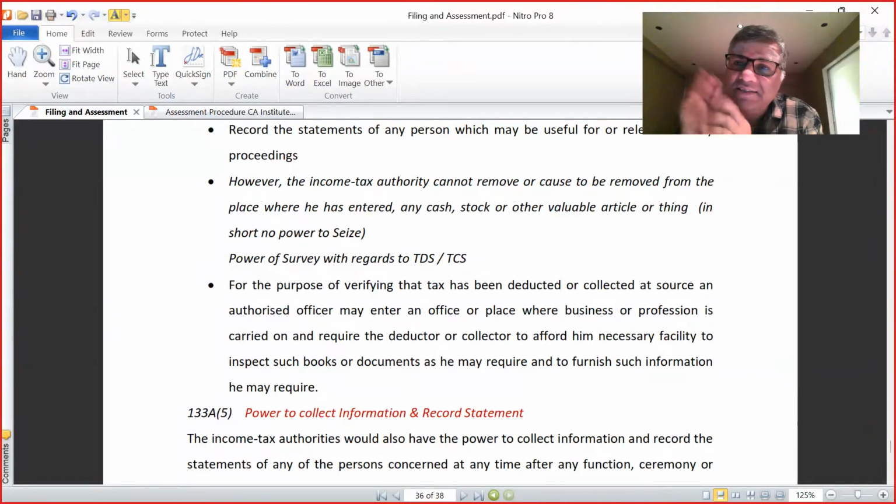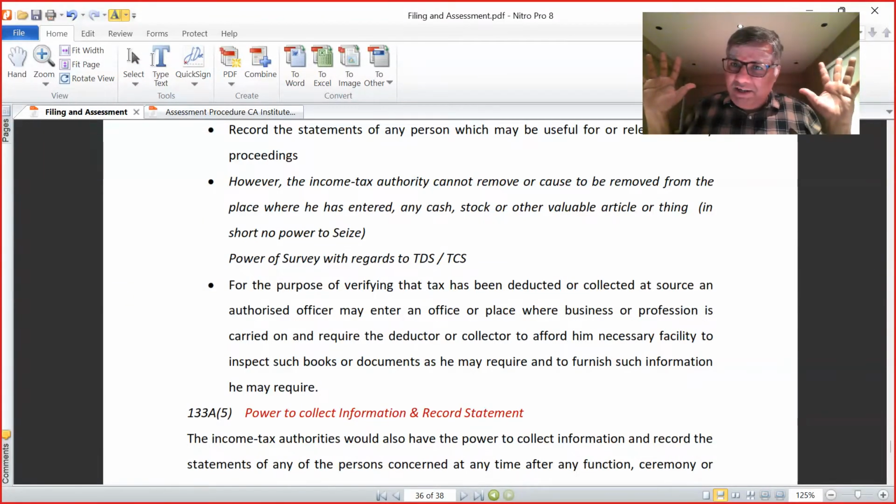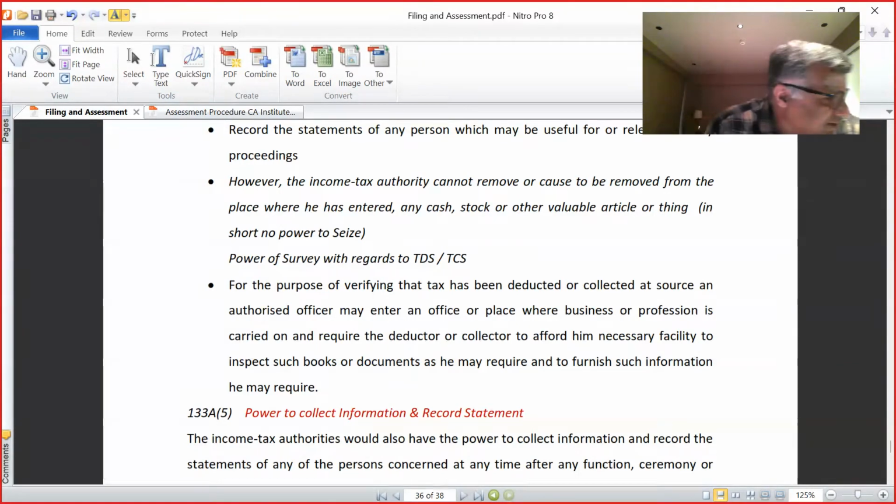And TDS TCS. So survey can also be a reason. Survey is not as big as a raid, not as small as just collection of information. It is a miniature form of a search and seizure. Am I clear to you, Antonio? Do you understand what is survey?